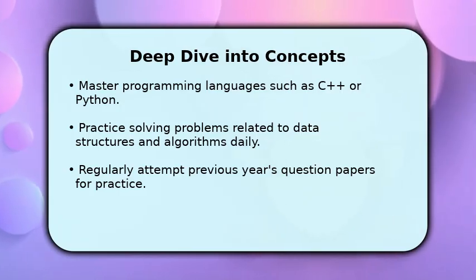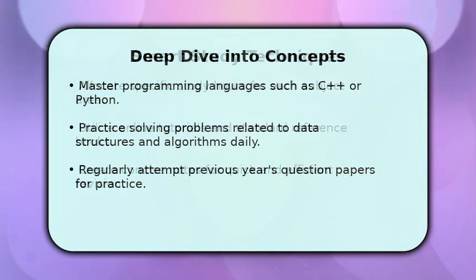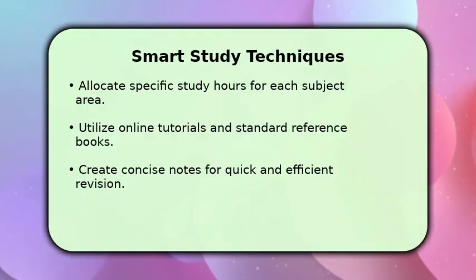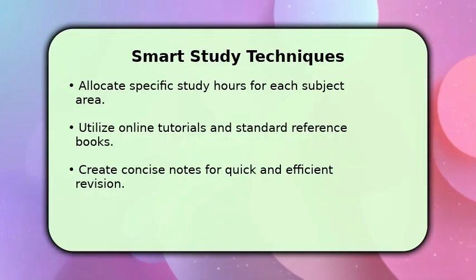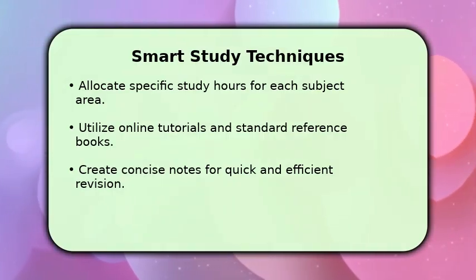Additionally, regularly working through past exam papers will familiarize you with question types and improve your time management skills. Effective study involves smart time allocation. Dedicate specific blocks of time, perhaps 2 to 3 hours daily, to different computer science topics.